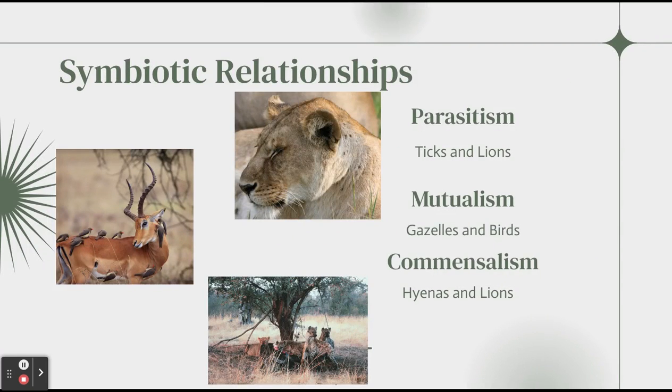For some of the symbiotic relationships, an example of parasitism in the African savanna is ticks on lions. The tick will drink the blood of the lion and possibly give it a disease. The tick benefits and the lion is harmed.